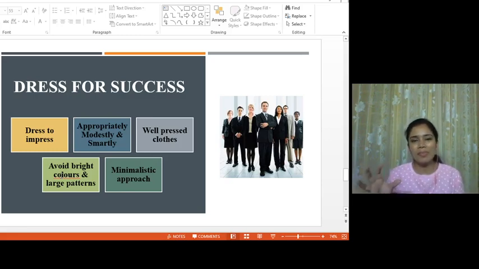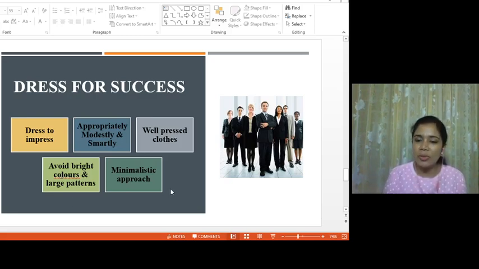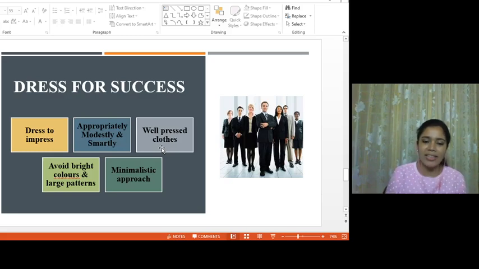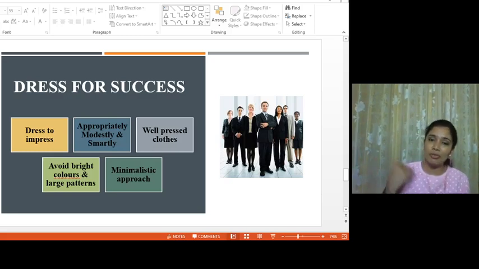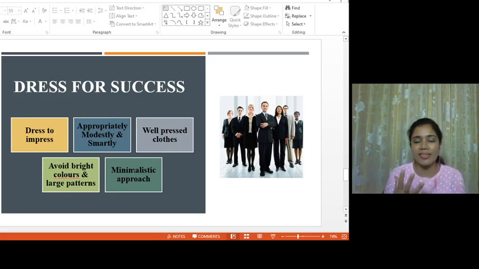The sole purpose is to wear something which you are highly comfortable in, but it should be professional, that's all. And the clothes should be well pressed. Definitely it should be ironed properly. And a minimalistic approach is to be followed in wearing clothes, as well as in the makeup. Make sure that you don't put on over makeup.